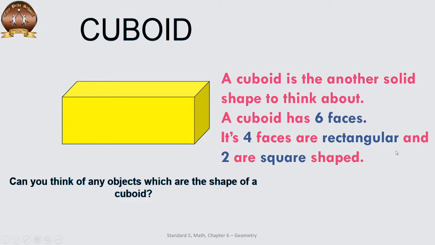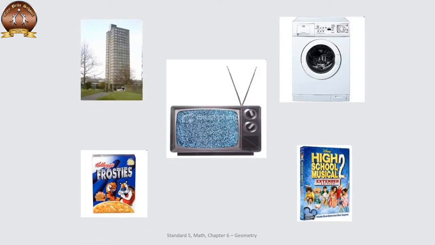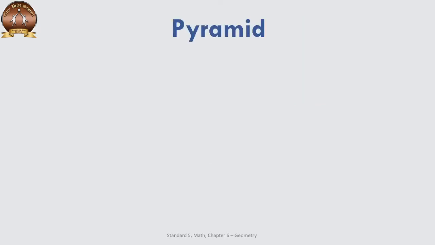Can you tell me any cuboid that you can think of? Should I show you? These are the cuboids that I can think of. A building, a television set, the washing machine, your high school books, your Kellogg's box that you eat early in the morning. All these are in the form of a cuboid.